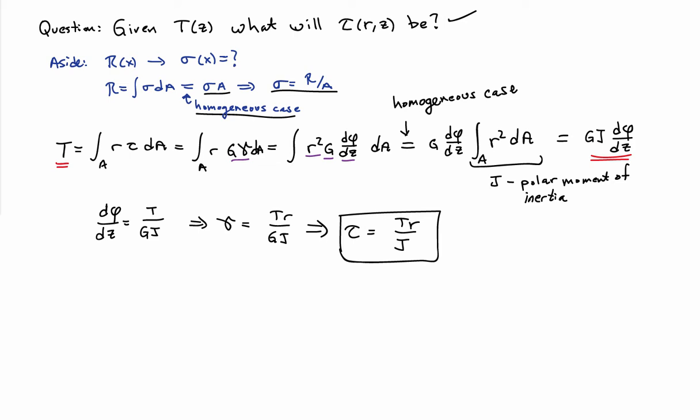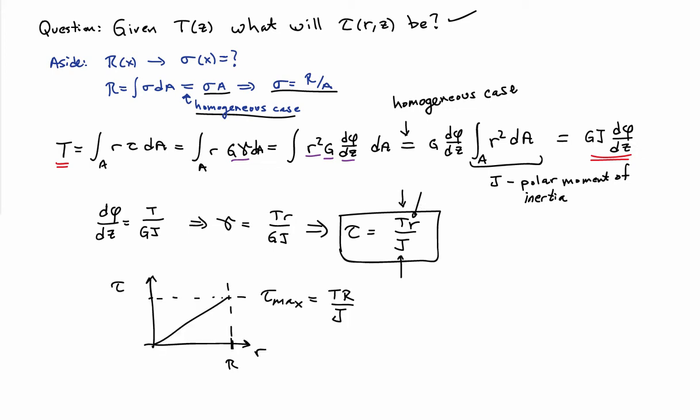This is the counterpart to sigma equal to R over A. It's a little more complicated now because it's not just the internal resultant divided by the geometric property of the cross-sectional area. It's also multiplied by the radial position over the cross-section. That's simply because torsion is a more complicated state of deformation than just pulling on a bar with an axial force.